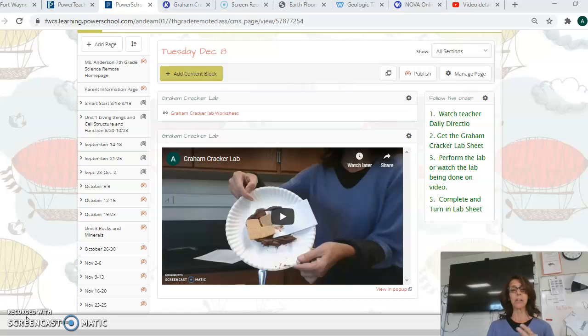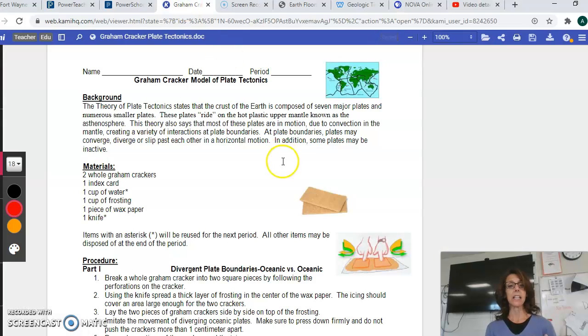It's our graham cracker lab. Today we will be modeling plate tectonics using graham crackers and frosting, and guess what? At the end you get to eat it. So yummy, a fun day. Today, the first thing I need you to do is go right here and grab your graham cracker lab worksheet. It looks like this.